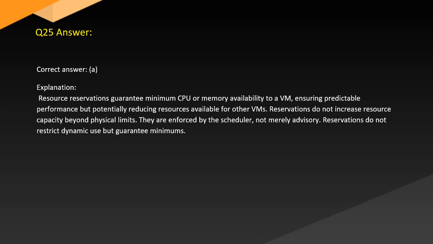Answer. Correct answer: A. Explanation. Resource reservations guarantee minimum CPU or memory availability, ensuring predictable performance but potentially reducing resources available for other VMs. Reservations do not increase resource capacity beyond physical limits. They are enforced by the scheduler, not merely advisory. Reservations do not restrict dynamic use but guarantee minimums.